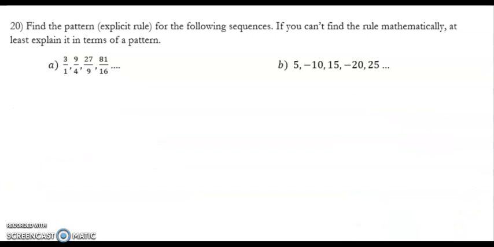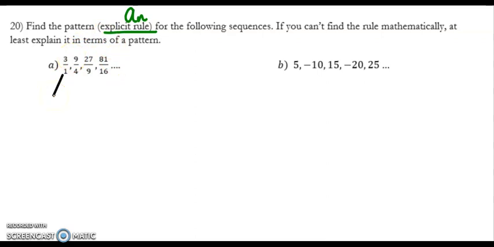All right, number 20, which is really like number 18. I don't really know what's happening. Find the pattern, explicit rule, so a sub n, for the following sequences. If you can't find the rule mathematically, at least explain it in terms of a pattern. At this point, right now, before test number 5, we've just introduced these concepts, so I'm more concerned about you being able to find and understand the pattern than being able to write the explicit rule.